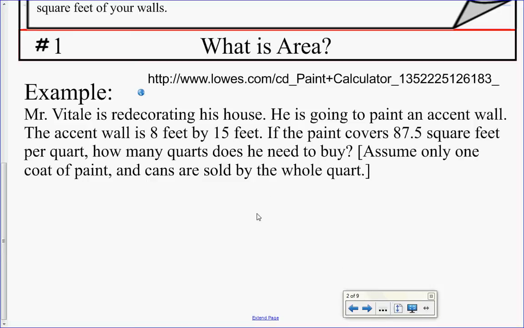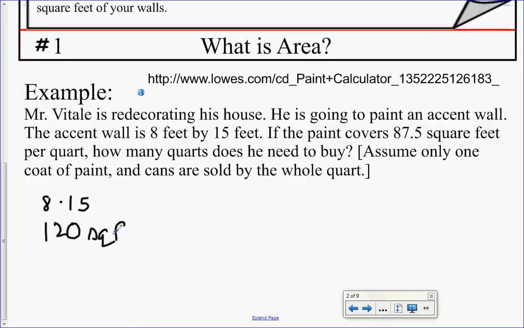Okay, so if you guys are ready, the first thing we're going to need to do is change the 8 feet by 15 feet to square feet. All we have to do is multiply 8 times 15. All right, give you a second to multiply that. All right, you should have gotten 120. Sorry, I just ran to get my little calculator to make things go faster. So it's 120 square feet.